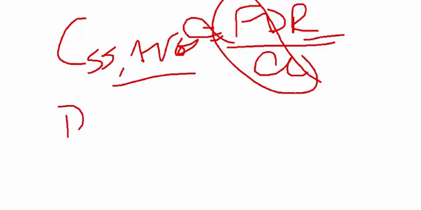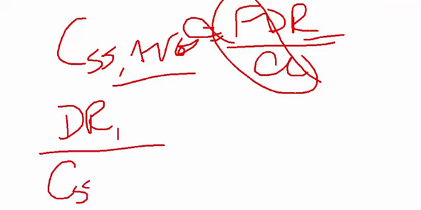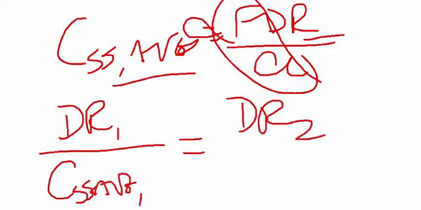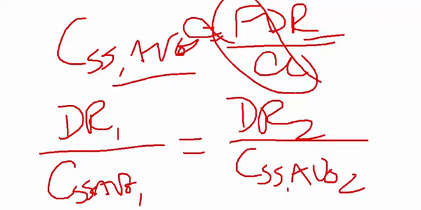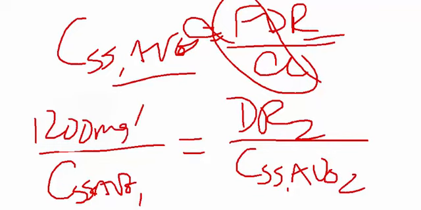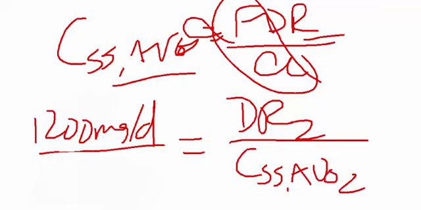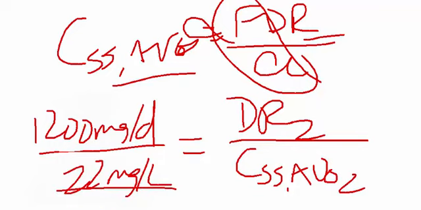So we could say at dose rate 1, we're going to get CSS average 1, and that should be equal to dose rate 2 as is to CSS average 2, right? So our dose rate 1, we gave what? 400 milligrams Q8, so that is 1200 milligrams per day, and our resulting CSS average was 22 milligrams per liter. This was given to us, right? And they were having toxic side effects, so that's too much. We know we have to give less, don't we?